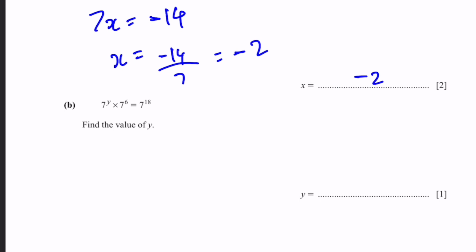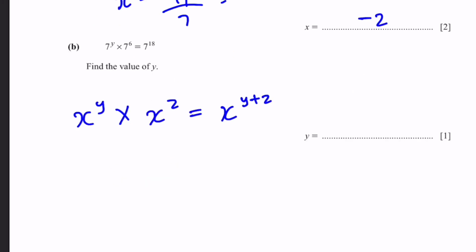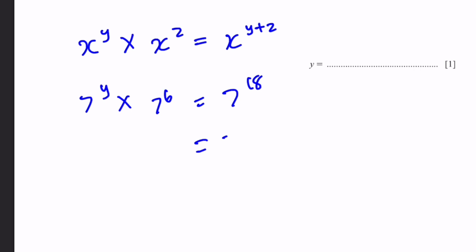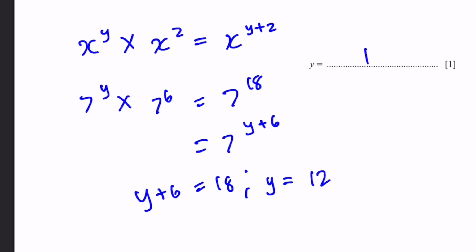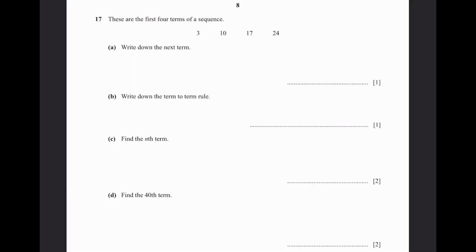So now we know that x to the power of y multiplied by x to the power of z equals x to the power of y plus z. That means 7 to the power of y multiplied by 7 to the power of 6 equals 7 to the power of 18, which is equal to 7 to the power of y plus 6. So then y plus 6 equals 18, and y is equal to 18 minus 6, 12. That's the answer. Question 17.